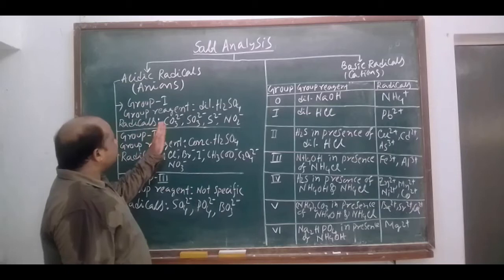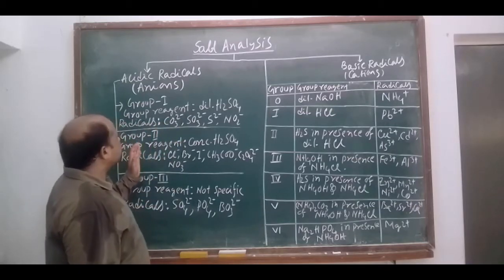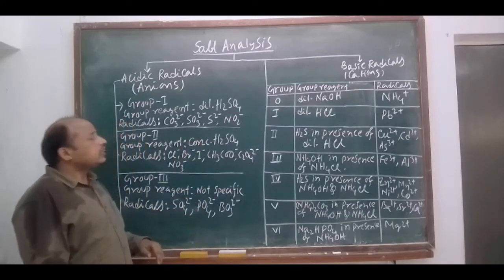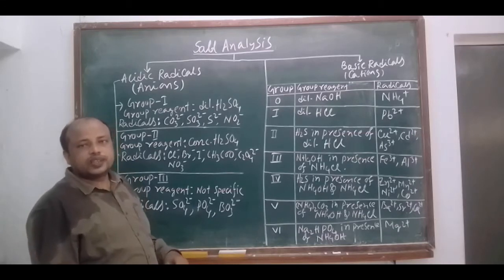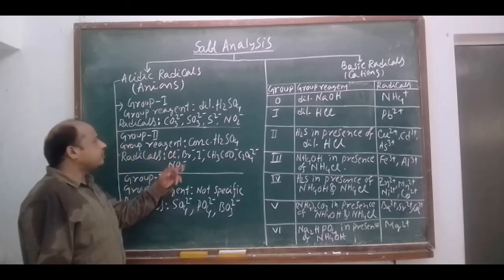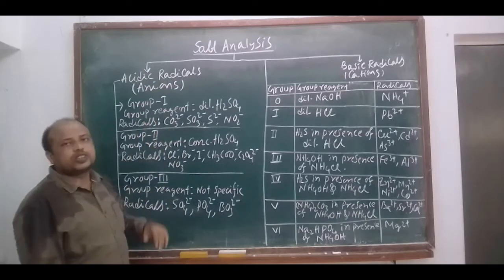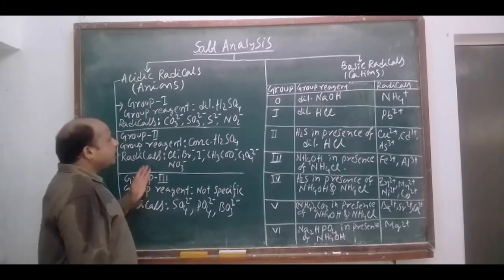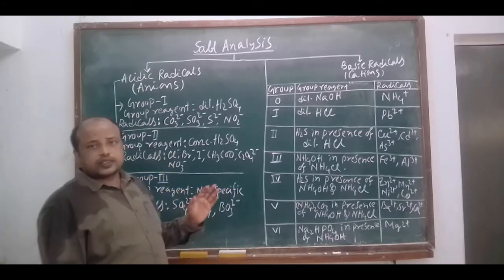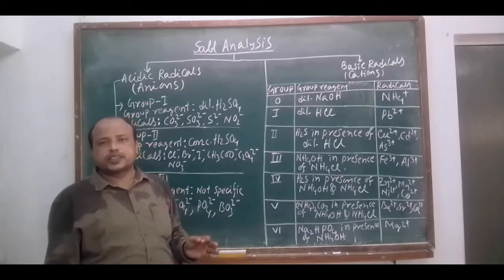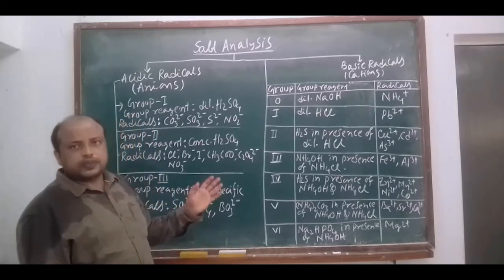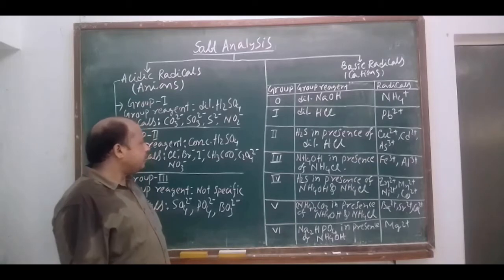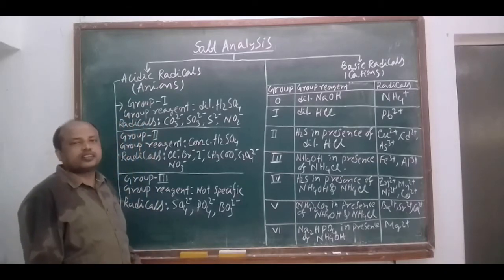Suppose it reacts with dilute H2SO4, then it is categorized in group 1, and the radicals that may be present are carbonate, sulfide or nitrite. Next, if it does not react with dilute H2SO4, we treat the salt with concentrated H2SO4. If it reacts, as you know there are some characteristics of a chemical reaction, then the radicals that may be present are Cl-, Br-, I-, acetate ion, oxalate ion or nitrate ion.